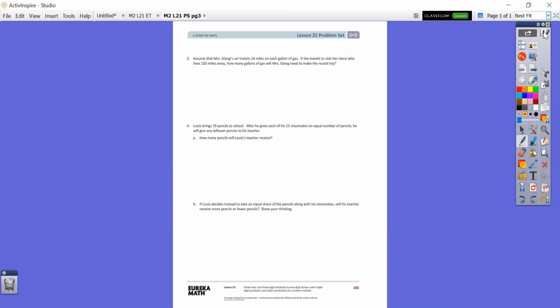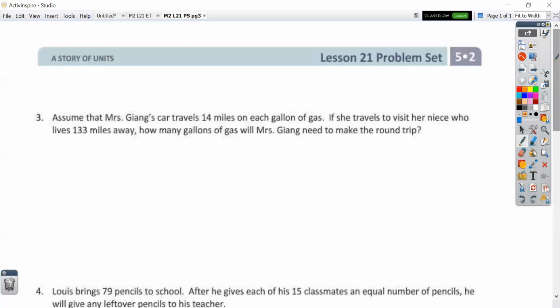Now, just want you to think about question 3 while you're doing it. Assume that Mrs. Jiang's car travels 14 miles on each gallon of gas. Not a very good, efficient vehicle. It must be like a big SUV. But if she travels to visit her niece, who lives 133 miles away, how many gallons of gas will Mrs. Jiang need to make the round trip?